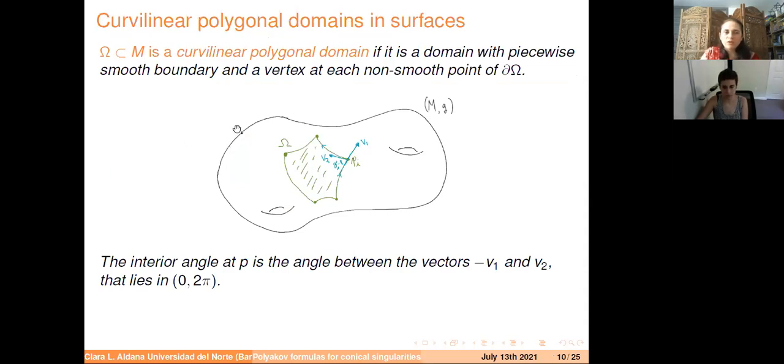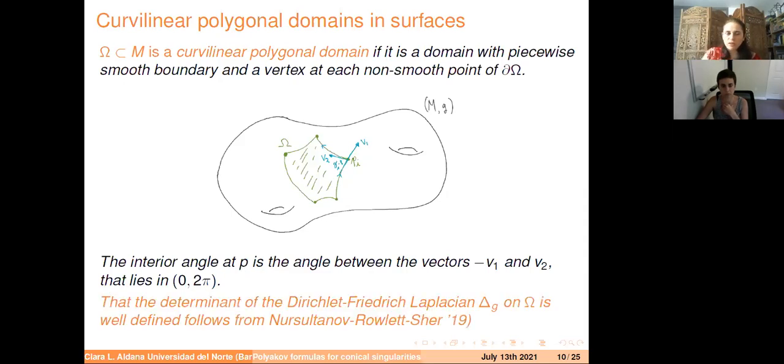So now let me go to curvilinear polygonal domains. So we have a smooth Riemannian surface, and then we have a domain here that is curvilinear. So it has vertices, and the sides, the edges, are just curves. The interior angles at the vertices should be between 0 and 2 pi.